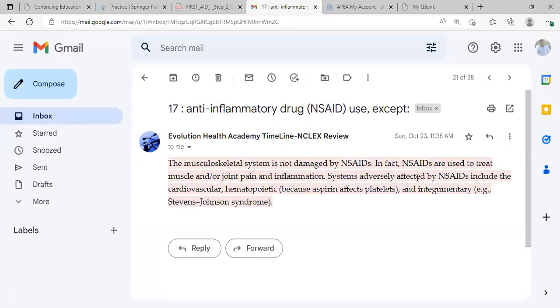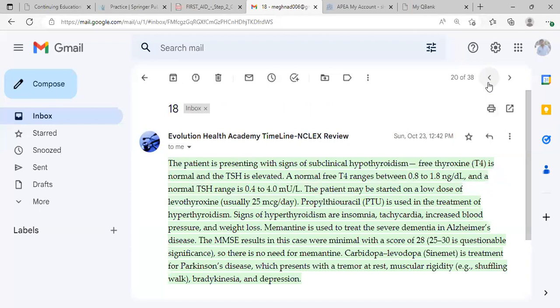Systems adversely affected by NSAIDs include the cardiovascular, hematopoietic and integumentary systems. So NSAIDs are not good for the cardiovascular or hematopoietic system because aspirin affects the platelets. Also, NSAIDs are not good for the integumentary system. Why? Sometimes patients develop complications like Stevens-Johnson syndrome. What next?